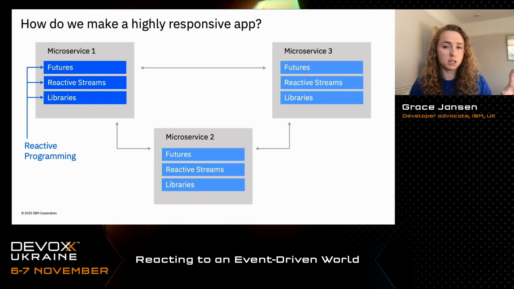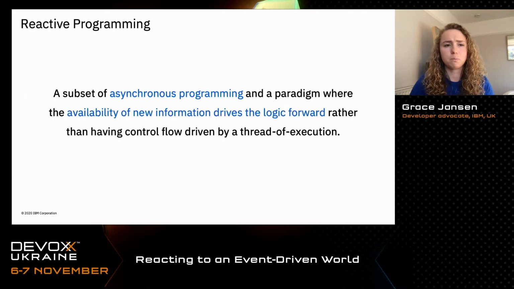So we looked at reactive architecture patterns. Now let's take a look at reactive programming patterns. But what do I mean by reactive programming? Here's a brief definition. It's essentially all about focusing on this asynchronous style of programming. So it's all about driving the logic forward via the availability of new information instead of by this thread of execution. So really drilling in that concept of asynchronicity into the programming within our microservices.